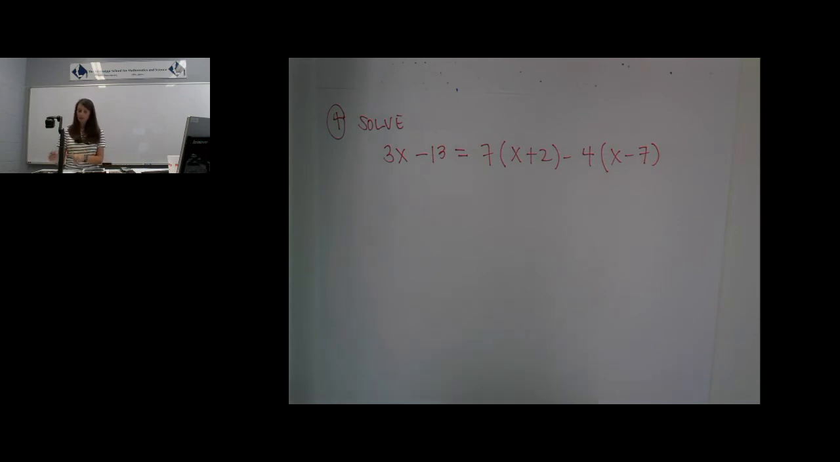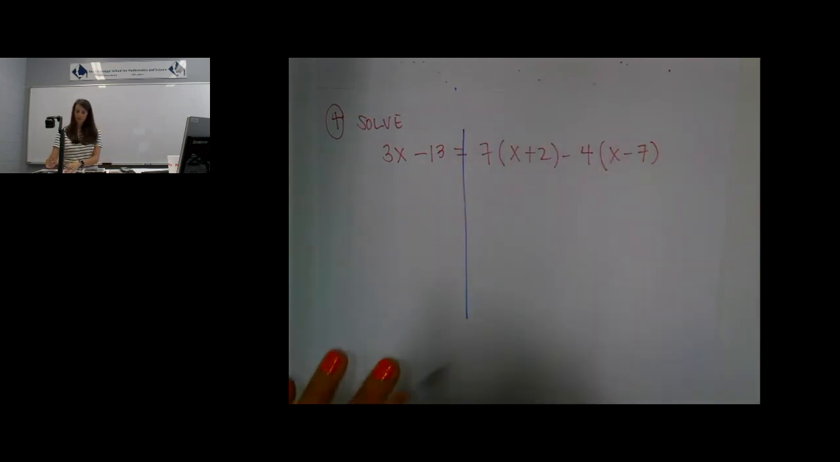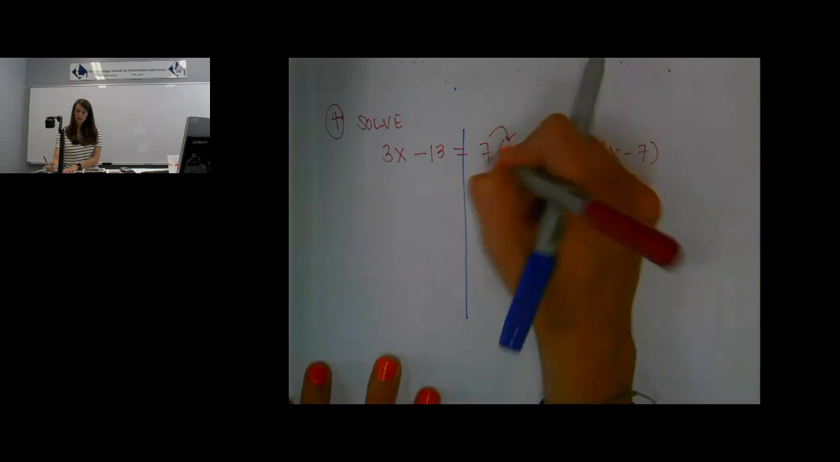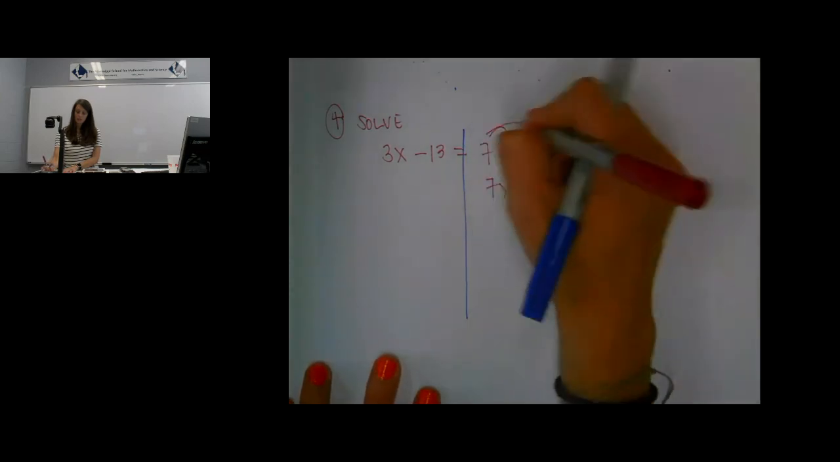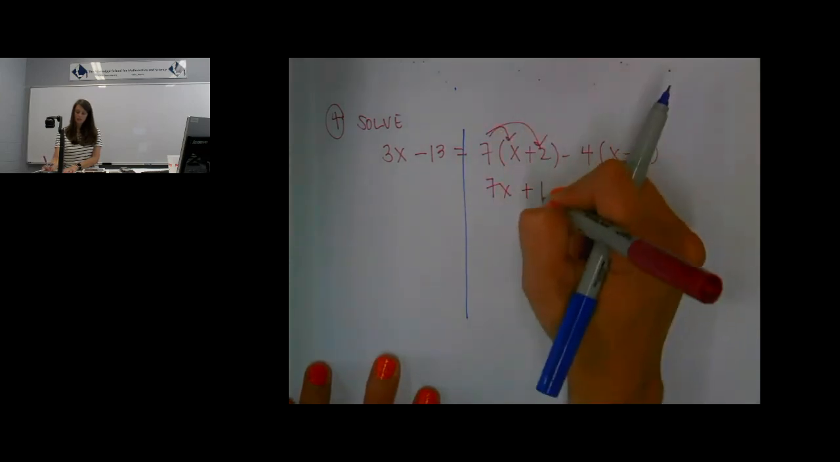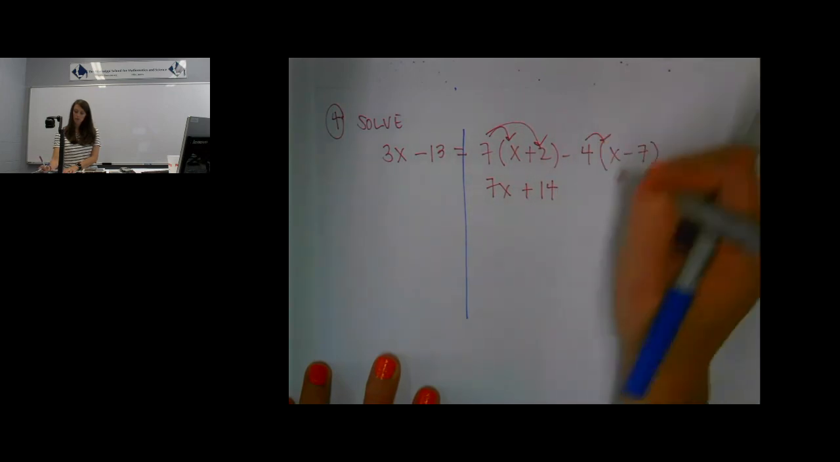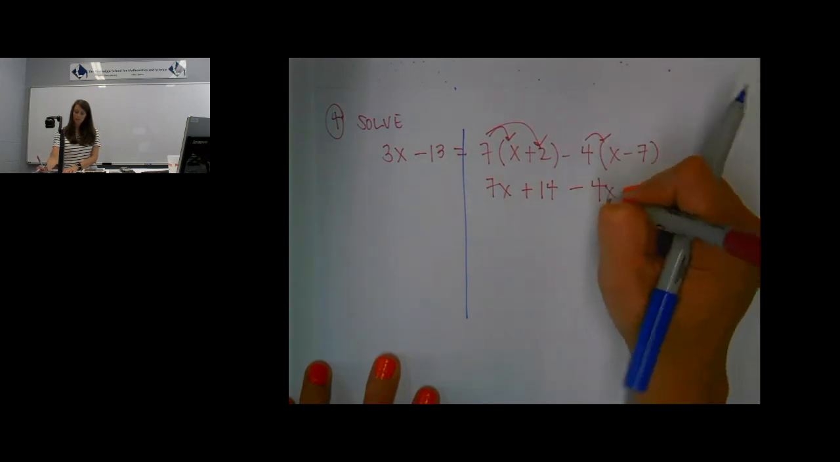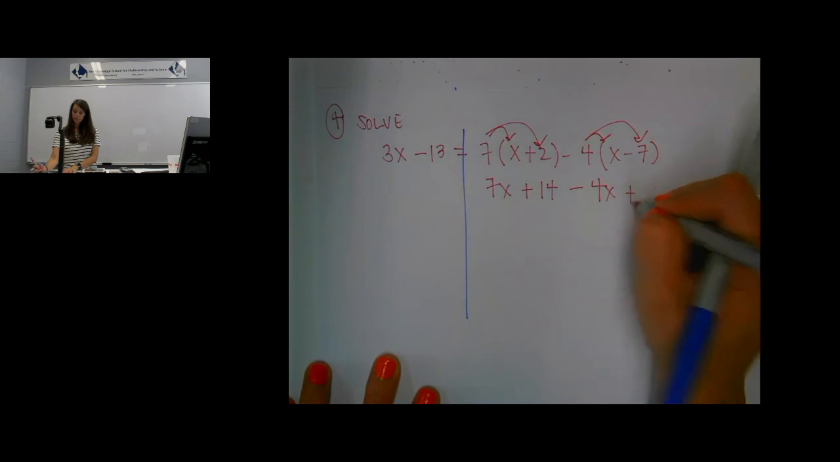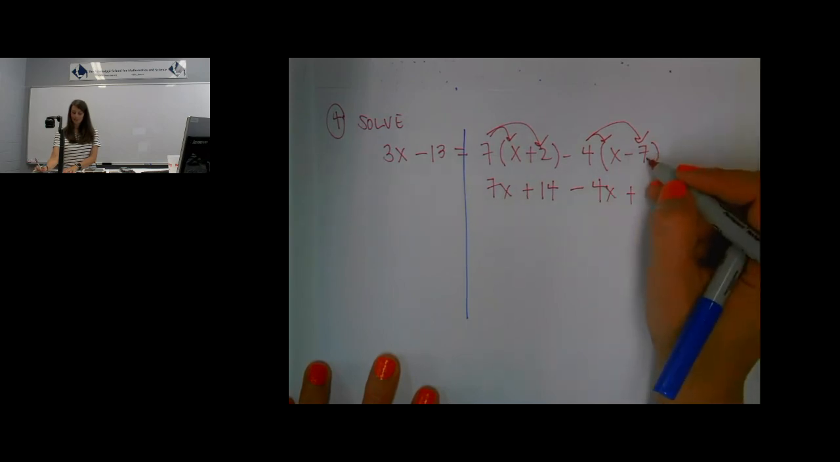Okay, so combine like terms on the same side. So 7 times x is a 7x. 7 times 2 is a 14. Negative 4 times x is a negative 4x. Negative 4 times a negative 7 is a positive 28.